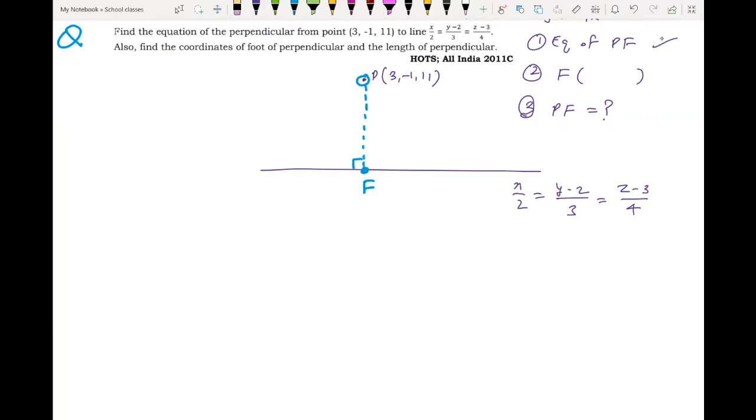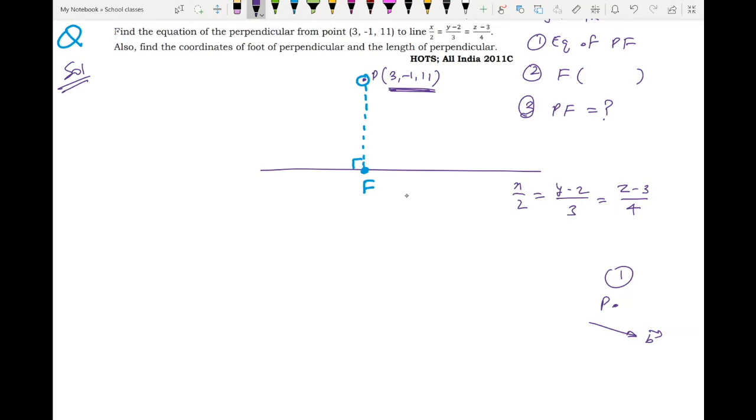Now what to do? See, I always told you, whenever we have to find the equation of a line, we need two things. First is the point, and another is the b vector. For PF we have this point, but we don't have the b vector.